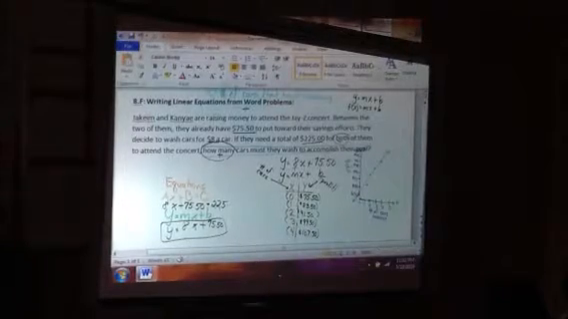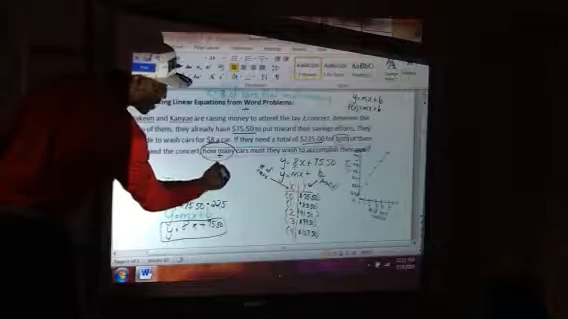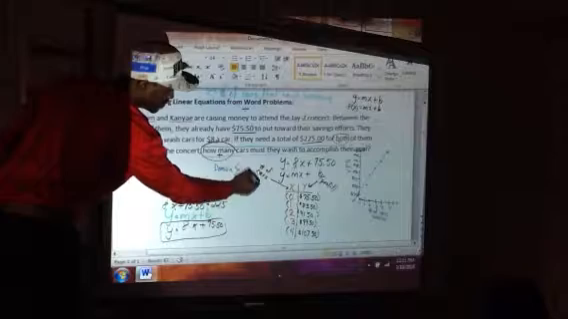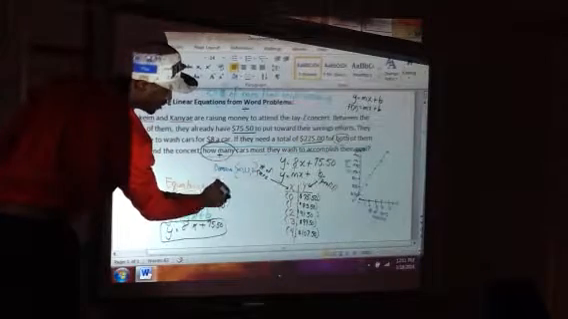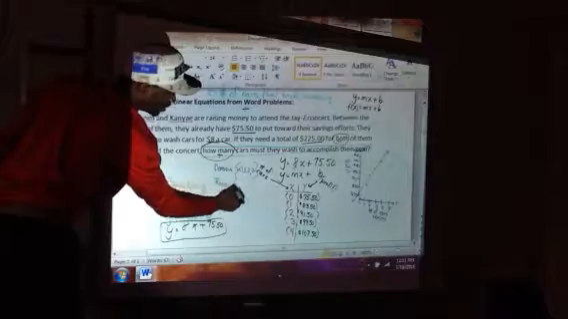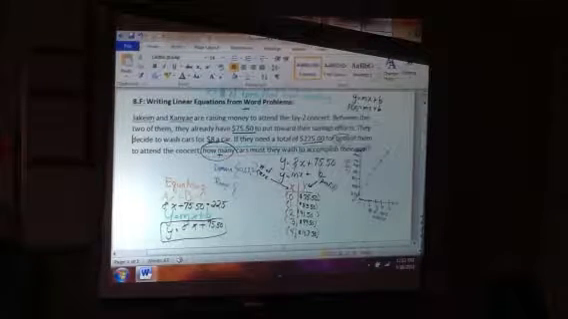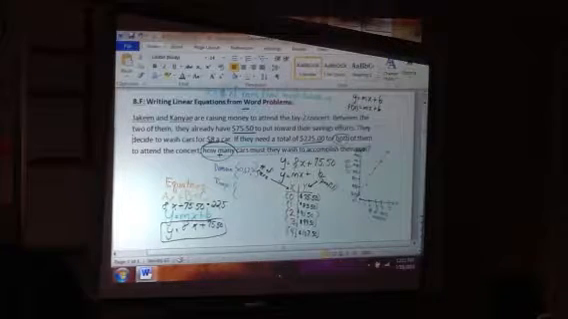Now, what's the domain? What are your x values? 0, 1, 2, 3, 4. What's your range? 75.5, 83.5, all those values. That's your range. The domain is your x's. What are your x values in your ordered pairs? Your range is your y values. What are they in your ordered pairs? They will not be whole numbers all the time. When you start doing functions in real life situations, most of the time, it'll be a decimal.